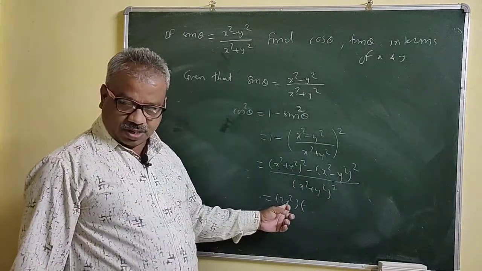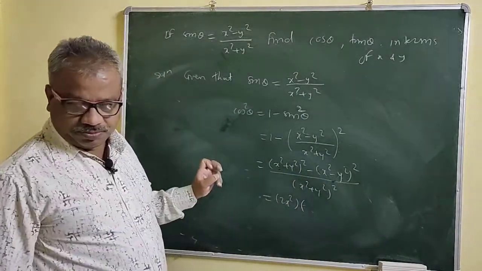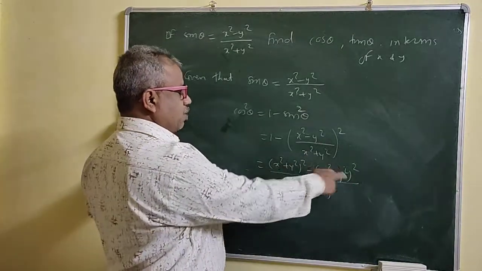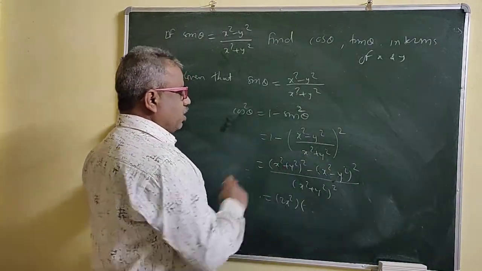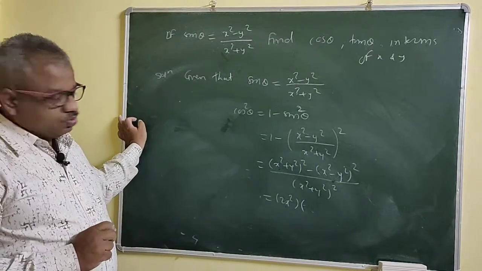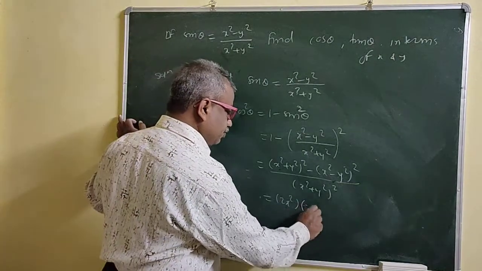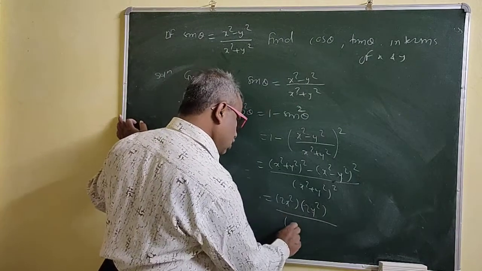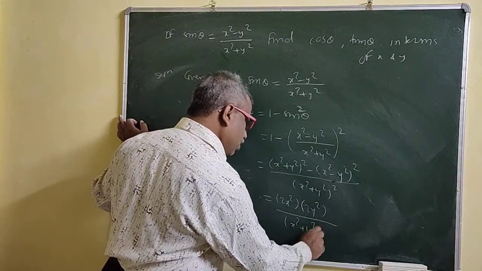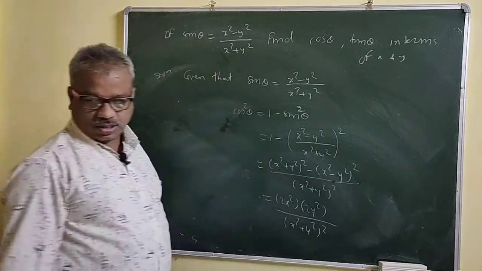So now we'll do a minus b. A minus b means what? Subtract this from this. So what we get? Your x square gets cancelled, so you get only the y square. That is twice y square upon x square plus y square bracket square, right?